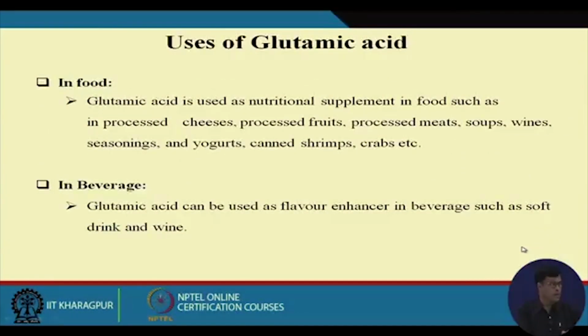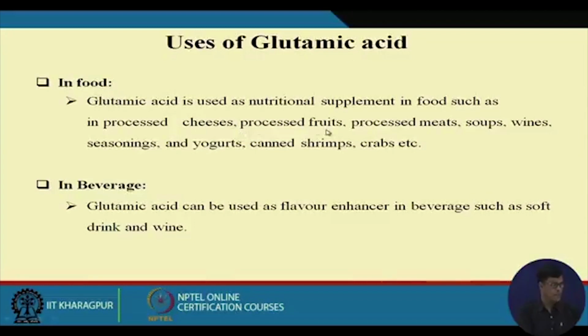Now glutamic acid is used as a nutritional supplement for food, because as I told you, if a food has some shortage of an amino acid, then if we have it well balanced, the utilization efficiency increases to a great extent, such as in processed food like cheese. I have already explained what cheese is. Cheese is a kind of fermented food that is used for storing the milk protein and fat.